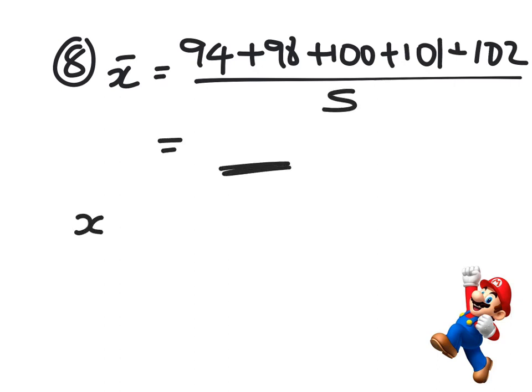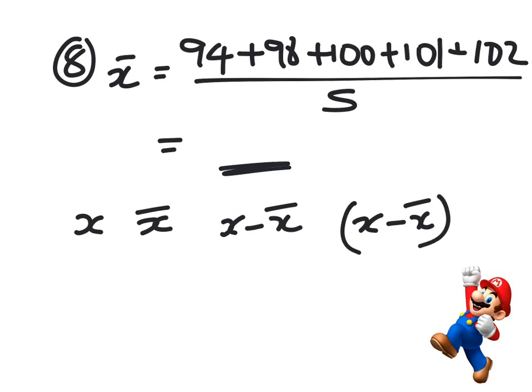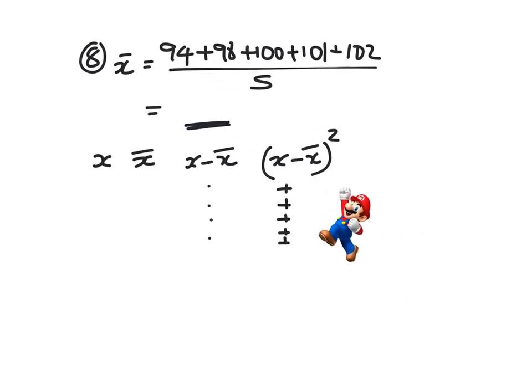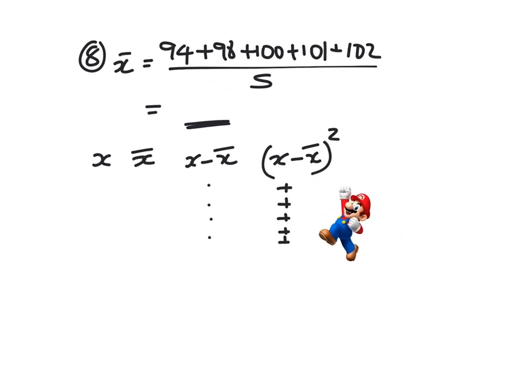Set up your wee table: x, x bar, x minus x bar, x minus x bar squared. Remember, some of these numbers here are going to be negative, and when you square them, every single one of these numbers is positive. And then to finish the question off, let me just make that a wee bit wider so I've got some space.